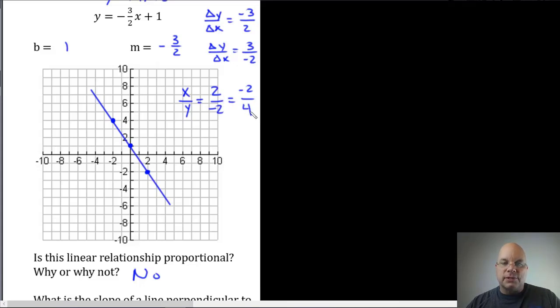It's clearly not, because this cross product is 8, this cross product is 4. And so you don't have a proportional relationship if you have a non-zero y-intercept. If the line does not pass through the origin, it's not proportional.